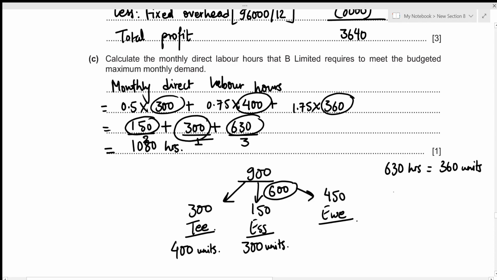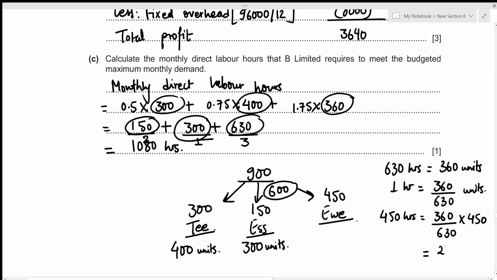Now let's apply the unitary method. We needed 1 hour to produce 360 by 630 units. Now, if we're talking about 450 hours, we can produce 360 by 630 into 450 units, which gives the total number of units to be 257.14. And since we're talking about units, we need to round it off. So since we cannot produce more than 257, we can round it off to 257 units. So this is the number of units that we will be producing for product E.